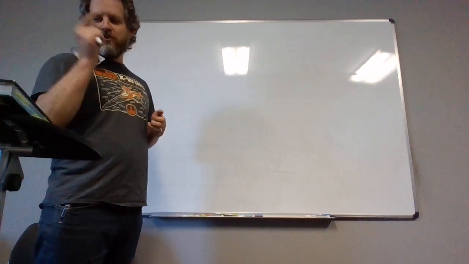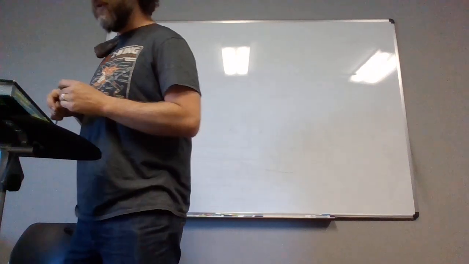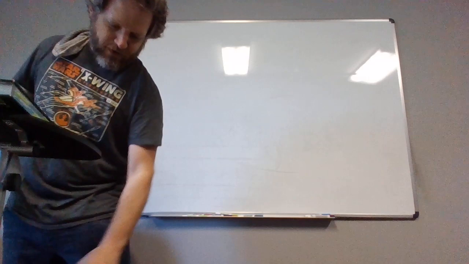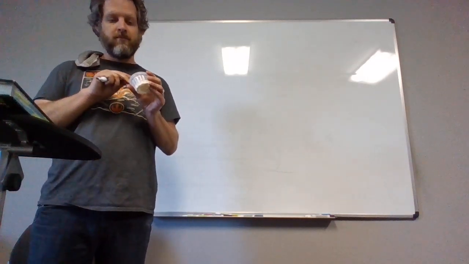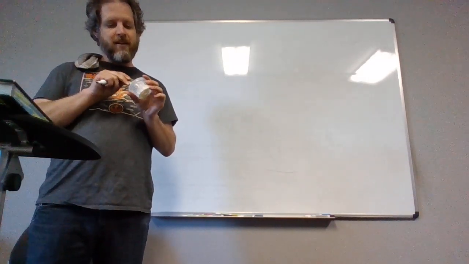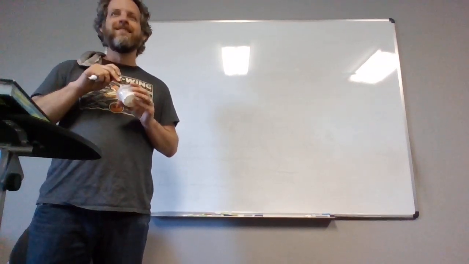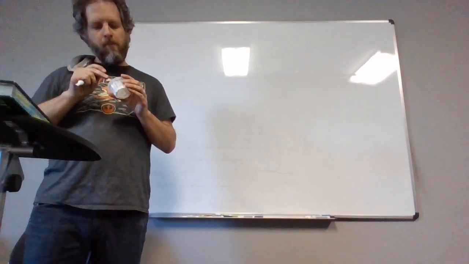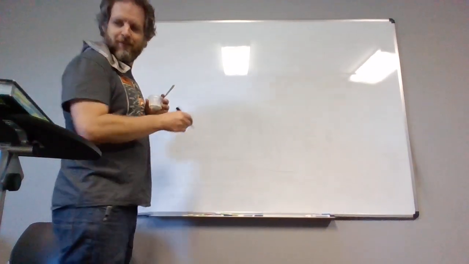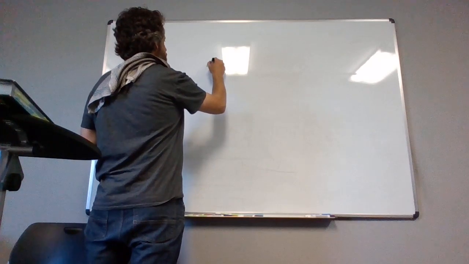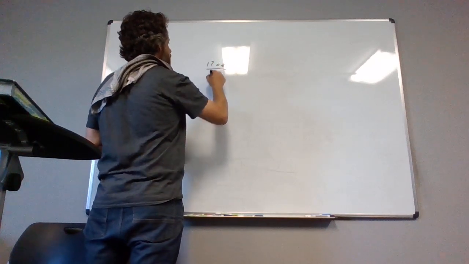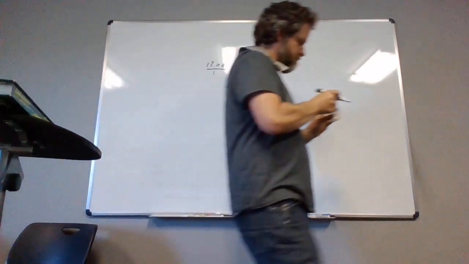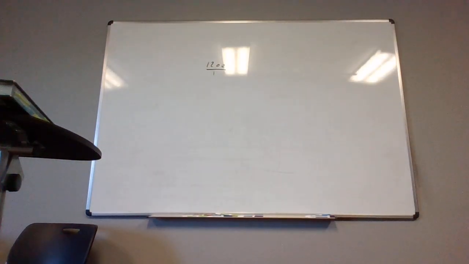Okay, so to convert 12 ounces to gallons, what do we need to do? Yes, so what's the first step in a conversion? We do need to do a conversion. What's the first step? 12 ounces over 1. Agreed. 12 ounces over 1. Now what? Times fraction bar.